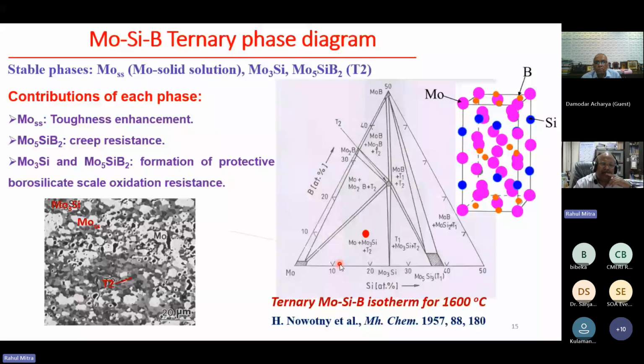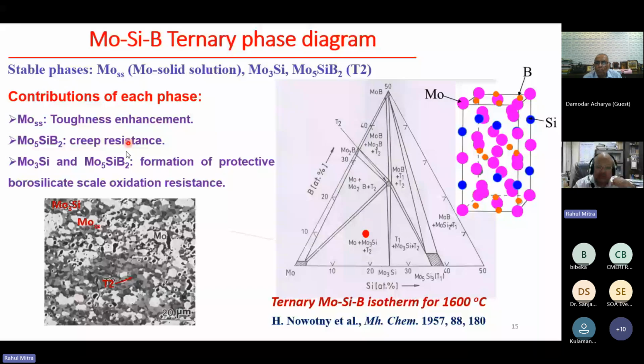So to mitigate this problem, people have gone into the molybdenum silicon boron ternary system. In these ternary systems, there are 3 phases which are stable. We have the molybdenum solid solution phase, because it's a metallic solid solution, it gives toughness enhancement. Then we have 2 intermetallic phases, Mo5SiB2, which is very hard, and its creep resistance is very much superior to all intermetallics. And Mo3Si and Mo5SiB2, because they contain silicon, and this one contains silicon and boron, their oxidation contributes to the formation of borosilicate glass, and they protect from oxidation.